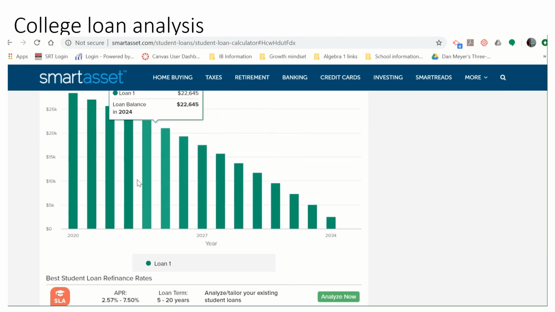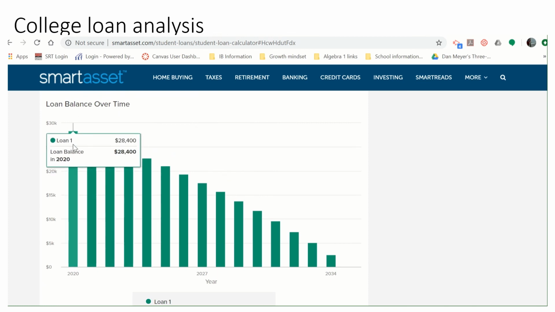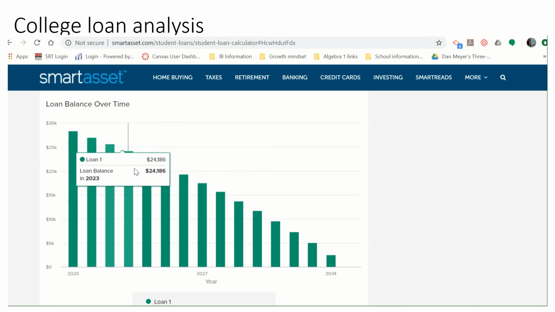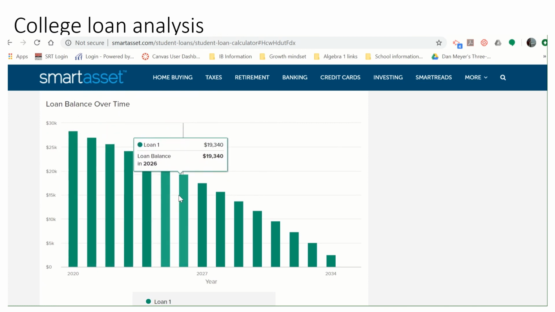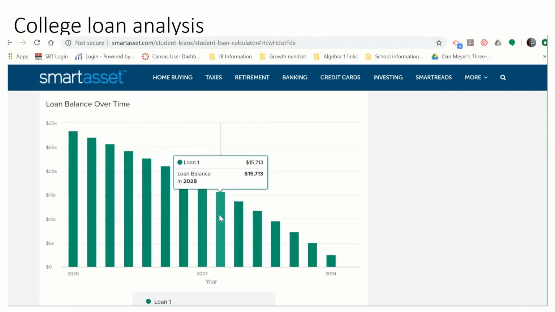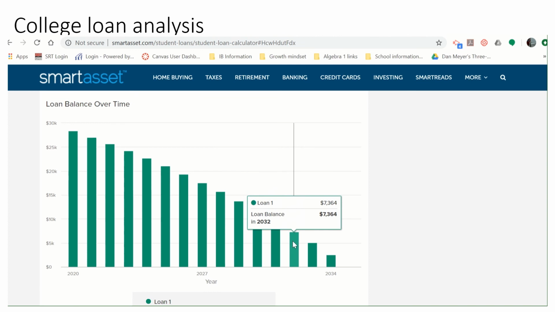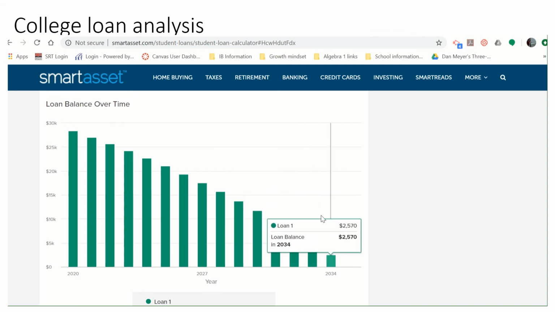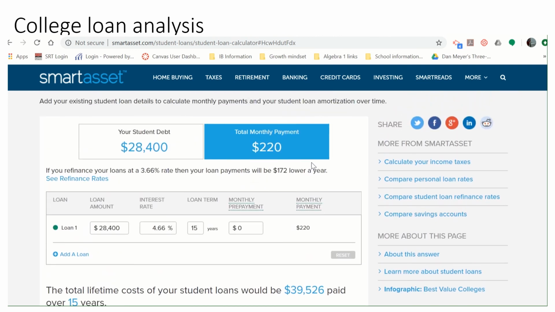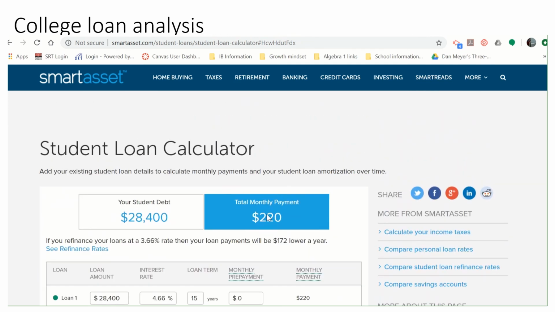And it shows you each year what your loan balance is. It's really pretty helpful. You don't need to use your calculator. So you can see how much gets knocked off of the loan each year. And in some of these loans, if you pay extra, it goes towards the principal, which lowers the amount that much faster.